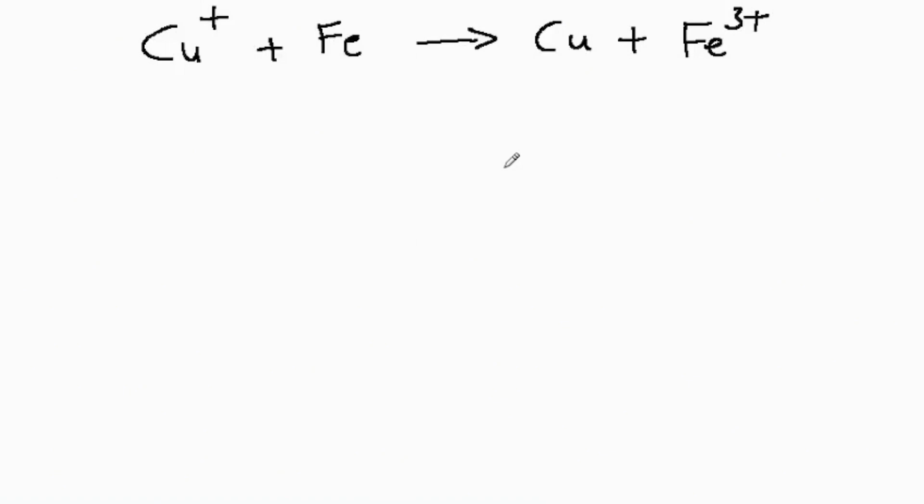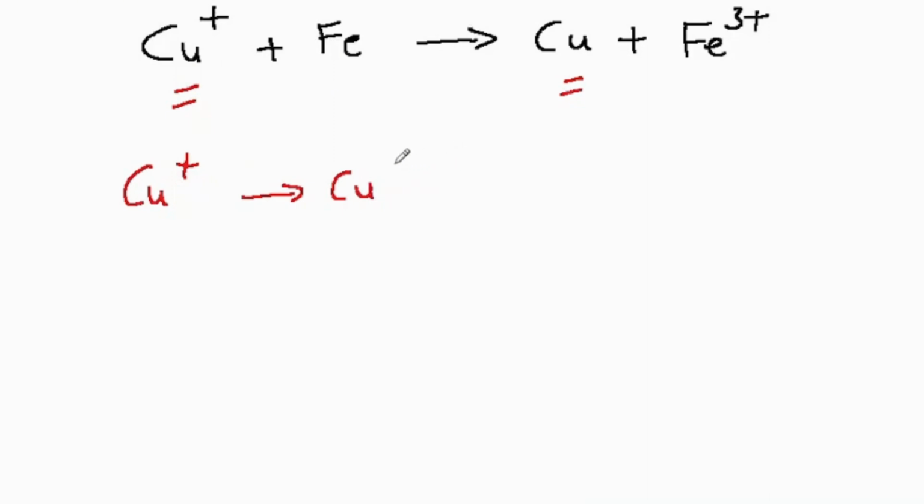How do we go about doing that? We check for the common chemical species. Let's take a look at the reactant side. We have copper 1 ion here. And on the product side, we have copper. So we can consider these two chemical species. Copper 1 ion is actually reduced to copper.